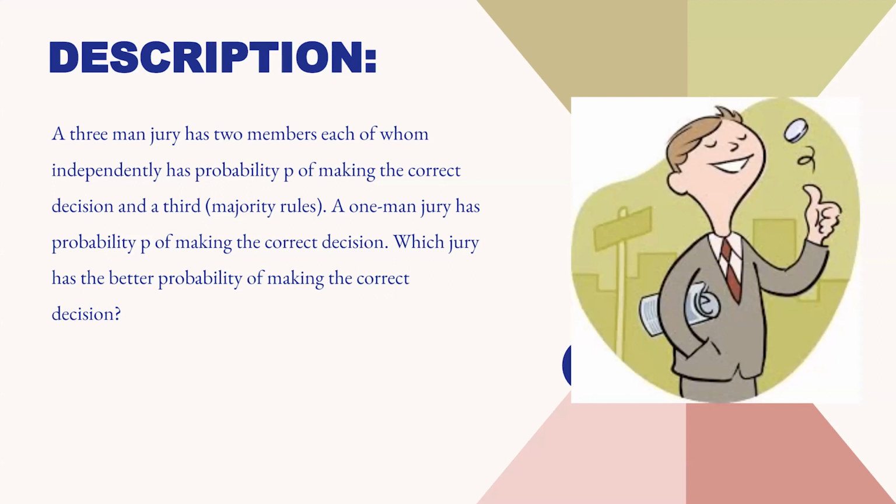Now, let's look at the solution. In this question, we have two juries. The first is a three-man jury and the second is a one-man jury. Now, let's say that the three-man jury has M1, M2 and M3, and the one-man jury has M.